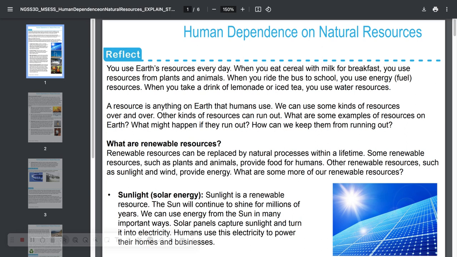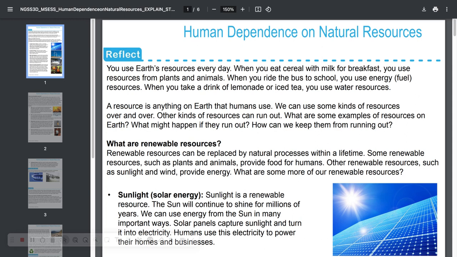A resource is anything on the earth that humans use. We can use some kinds of resources over and over. Other kinds of resources can run out. What are some examples of resources on Earth? What might happen if they run out? How can we keep them from running out?